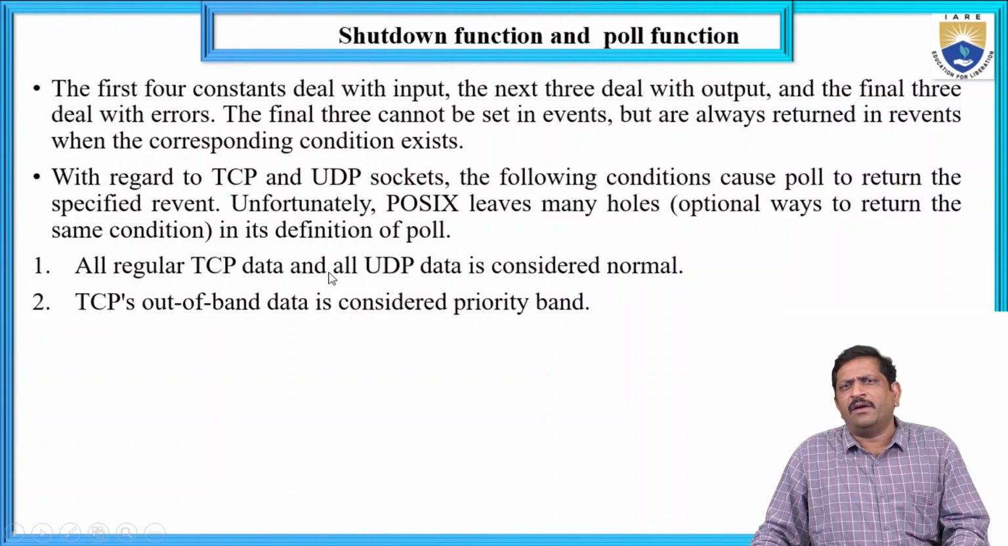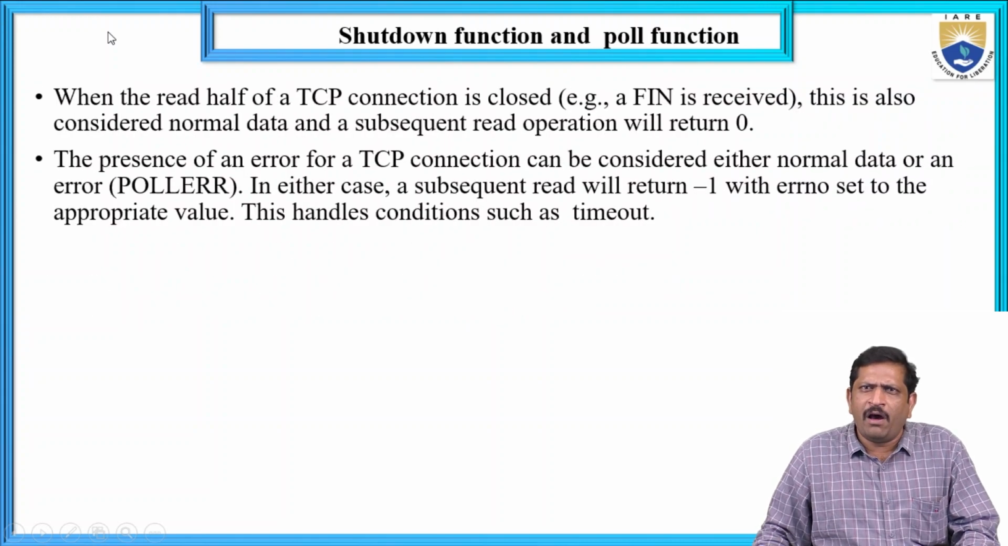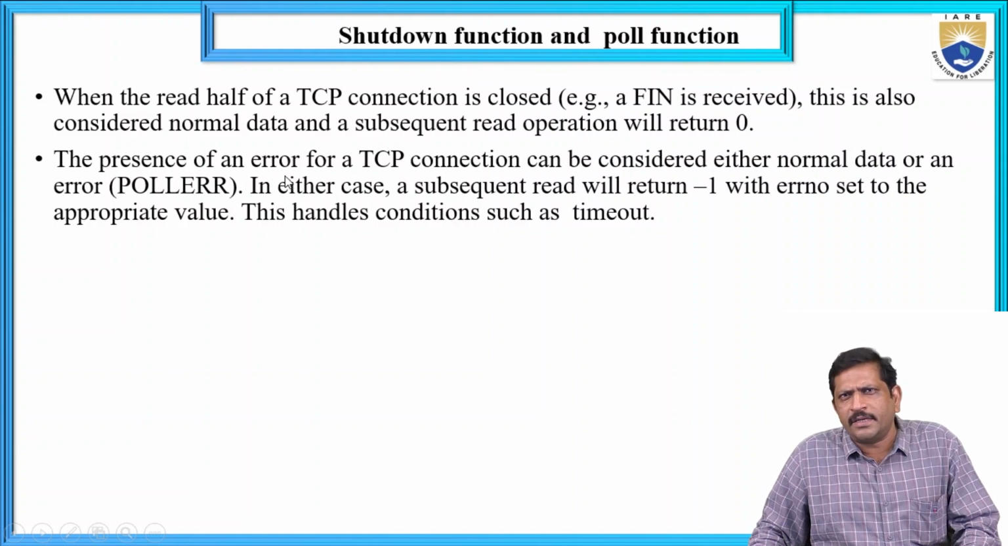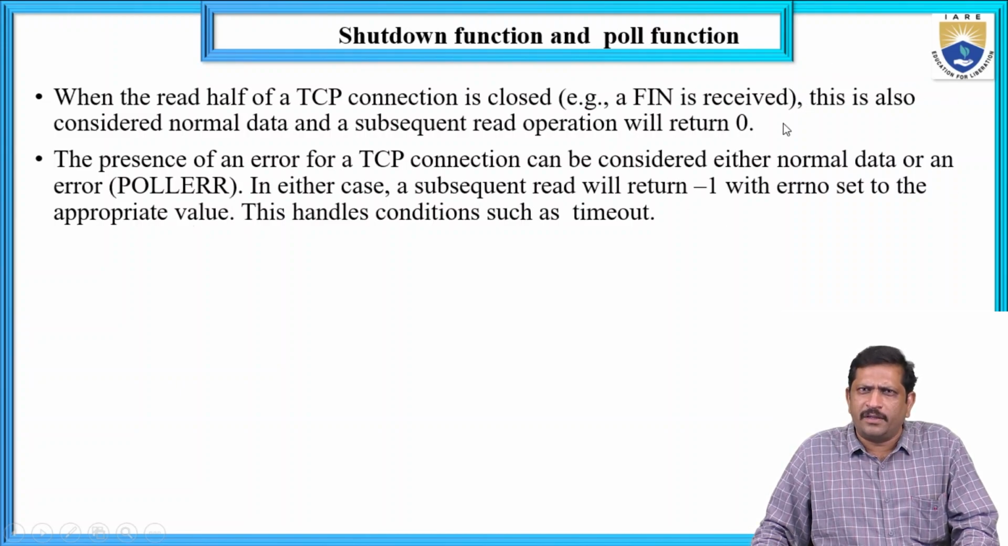Here the condition is that all regular TCP data and UDP data is considered normal. With Transmission Control Protocol, out-of-band data should be considered as a priority band. When the read half of the TCP connection is closed, that means whenever the receiving is finished, the TCP connection will be closed. This is also considered normal data, and subsequent read operations will return.